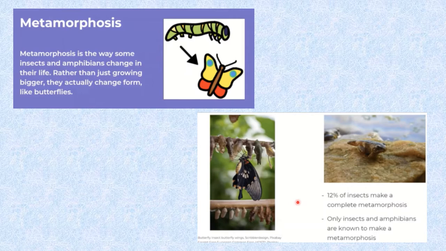Actually, only 12% of all insects make a complete metamorphosis that we know of. Obviously, there will be millions of insects that we still haven't even discovered. That means 88% actually make an incomplete metamorphosis, and we'll learn the difference about those in a second. Only insects and amphibians are known to make a metamorphosis.